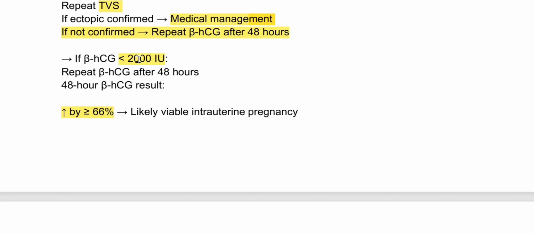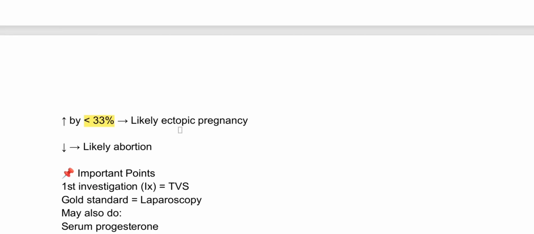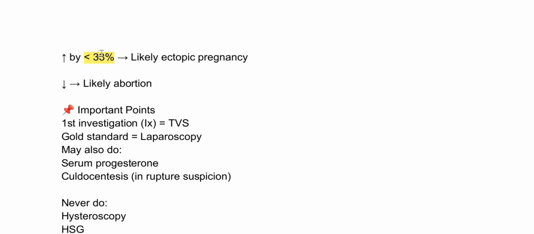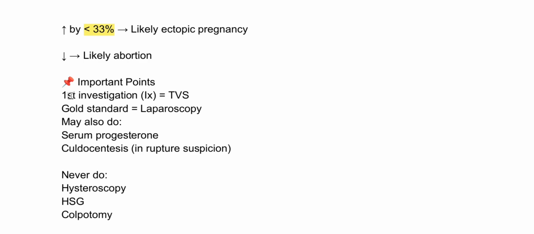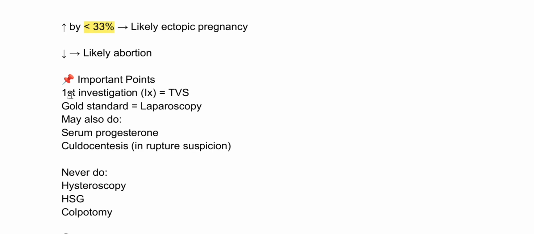If the value of beta HCG is less than 2000 IU, we will repeat beta HCG after 48 hours. If after 48 hours the value increases by more than or equal to 66%, then it is likely a viable intrauterine pregnancy. If the value is rising but it is less than 33%, then it is likely an ectopic pregnancy. If it decreases, then it will be a case of abortion.